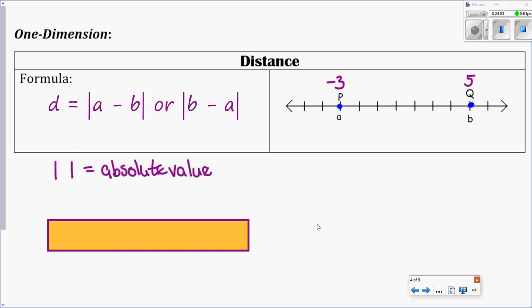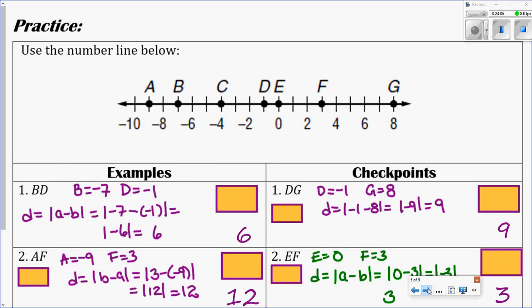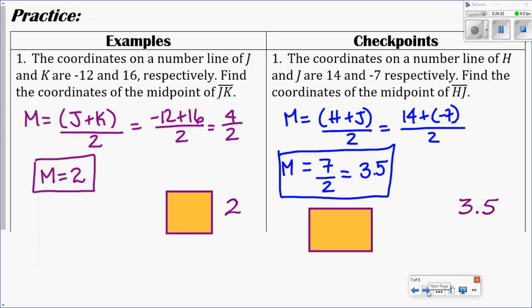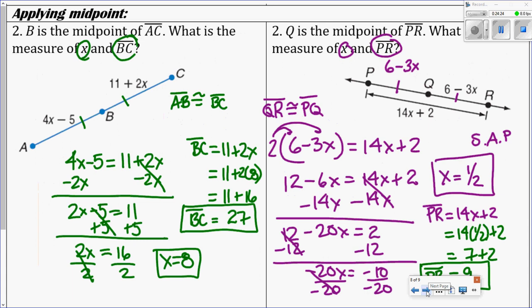Don't forget that. And then with midpoint, it's just like finding the average, but you're only focusing on 2 points. So whatever 2 values, you add them and you divide by 2. It's the halfway point of those 2 points. And then you could use them with numbers, or you use them with expressions.